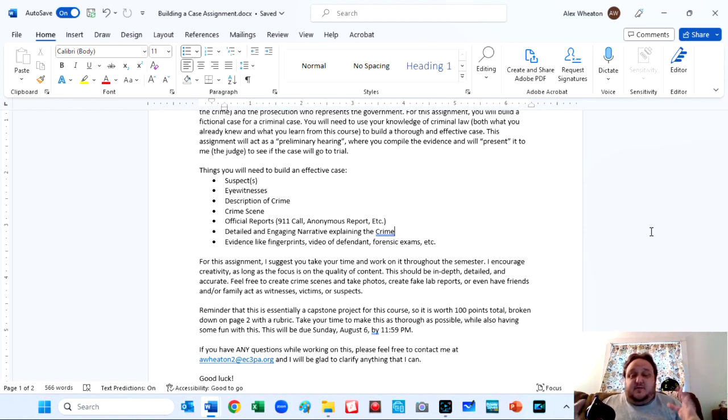It's broken down, all the 100 points of this project. The physical side, not the presentation part, is on page 2 of this rubric. Take your time to make it as thorough as possible, also having fun with this. It is due by Sunday, August 6th, so that I have a chance to look over it before we actually do your official mock trial.